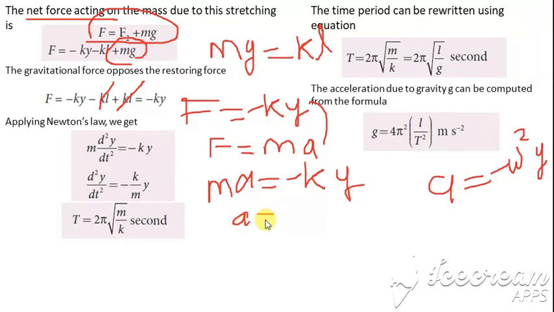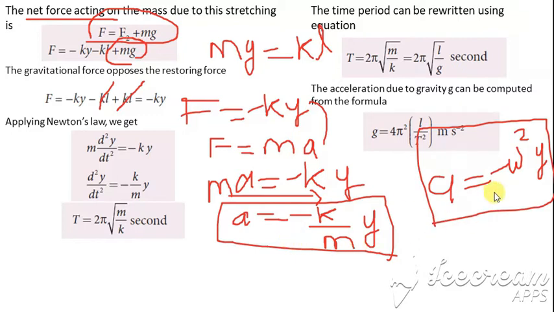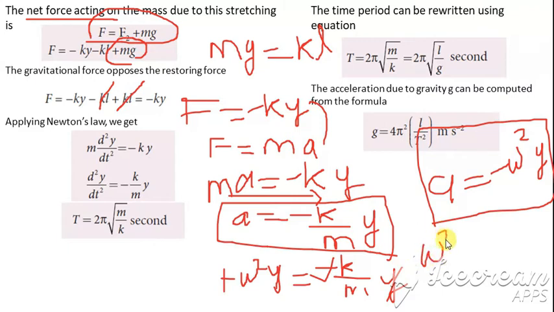Now from this, a is equal to, bringing m down, minus k by m into y. So we have this equation, and this equation you are going to compare. This is also a is equal to, so we get minus omega square y, which is equal to minus k by m into y. Now minus gets cancelled, same way y gets cancelled, so we get omega square is equal to k by m. From this, omega is equal to what? Root of k divided by m.